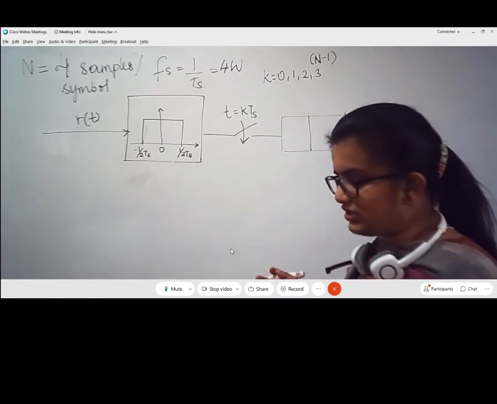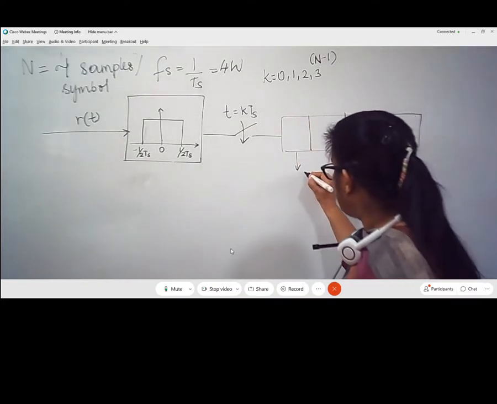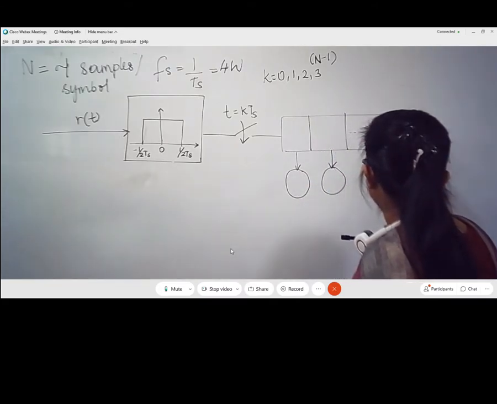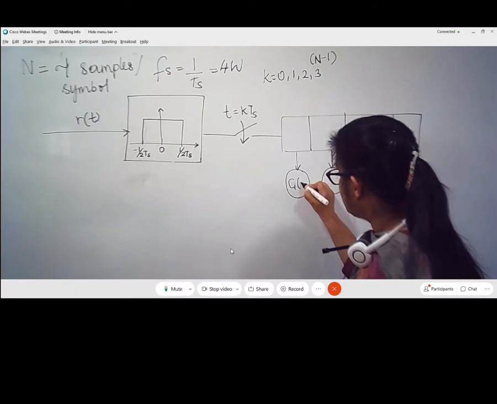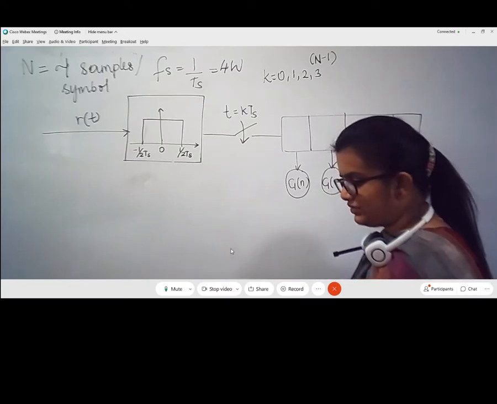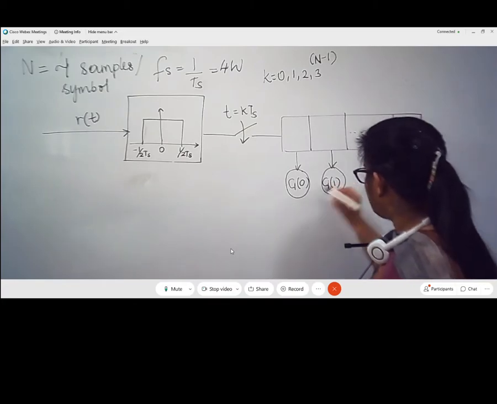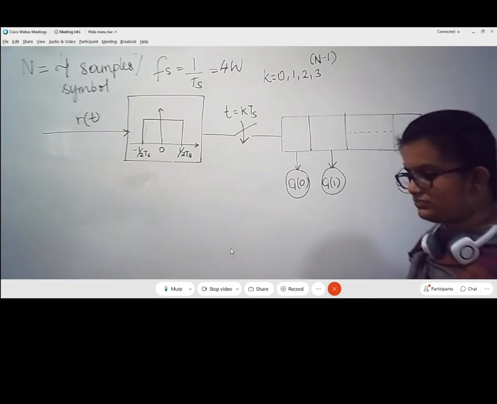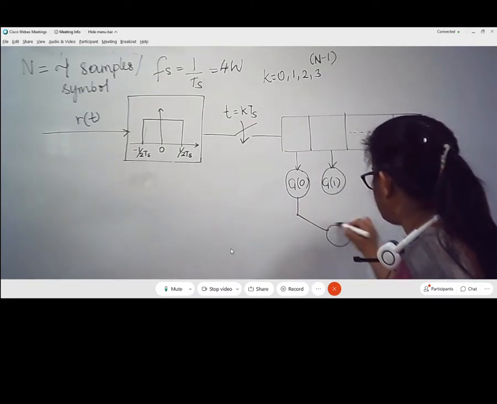However many shift registers are required, so many I will take. And I will compare each one of these samples with the corresponding weights. What are these weights? These weights we call Ci of n. So this is Ci of 0, Ci of 1, and so on, and this one is Ci of n minus 1. Okay, you will have the weights like this. Then I am going to perform the summation operation.